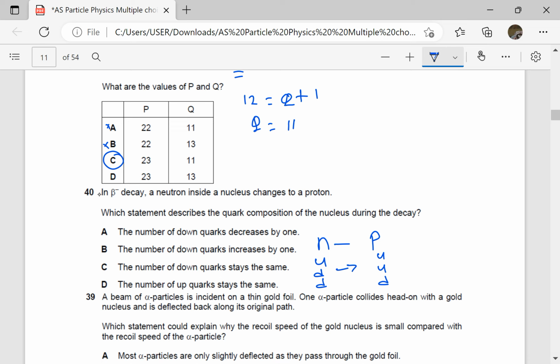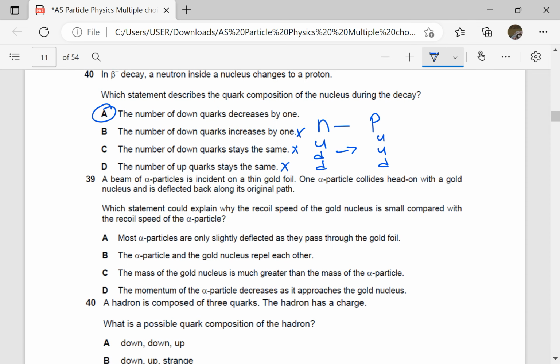So which statement describes the quark composition of the nucleus during the decay? The number of down quarks decreases by 1. I think that is true. The number of down quarks increases by 1. That is not true. They decrease. The number of down quarks stays the same. They change. The number of up quarks stays the same. They increase. So the answer is A.